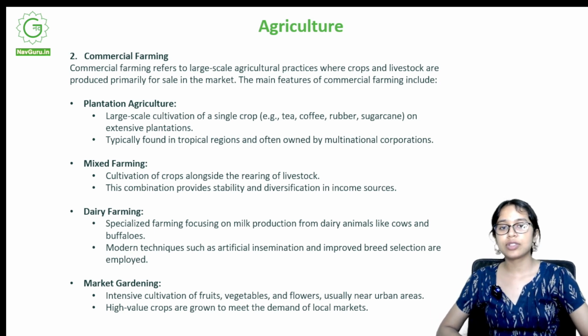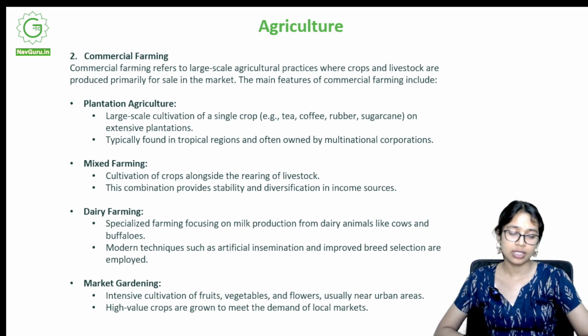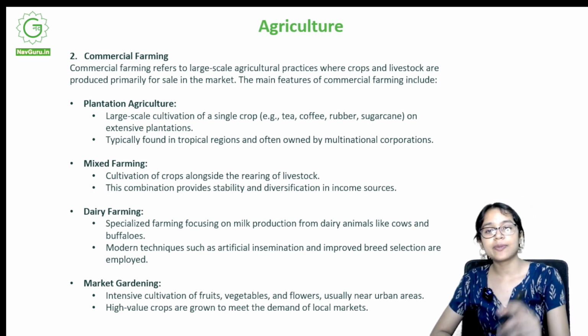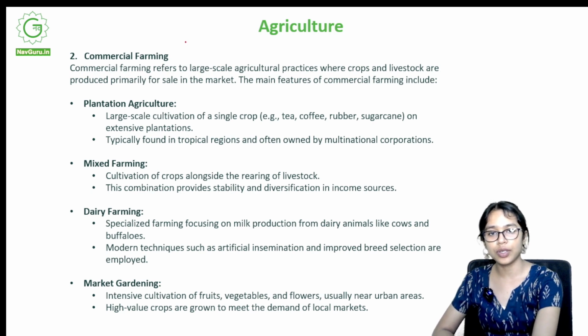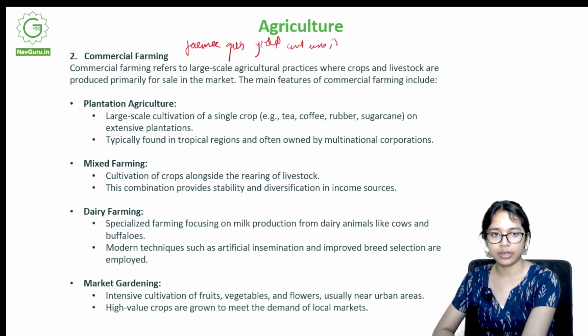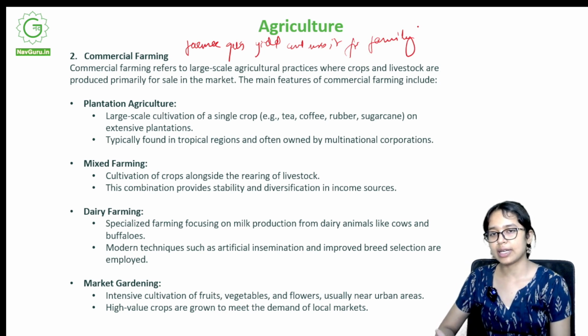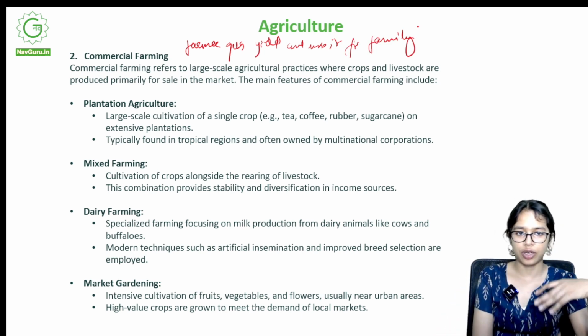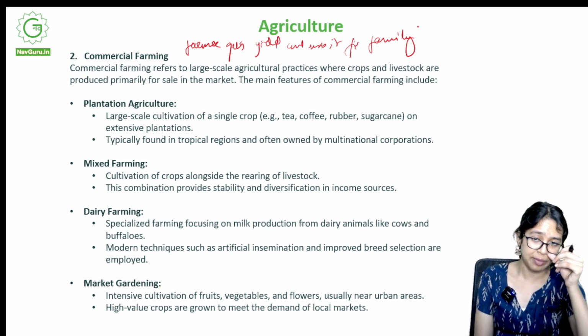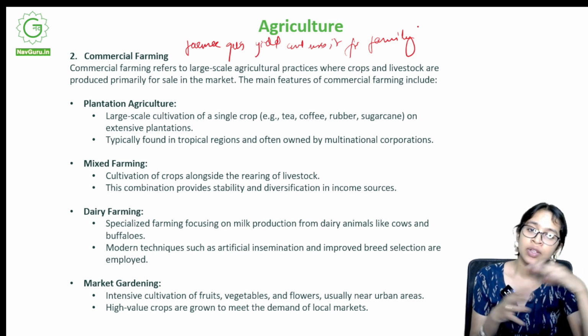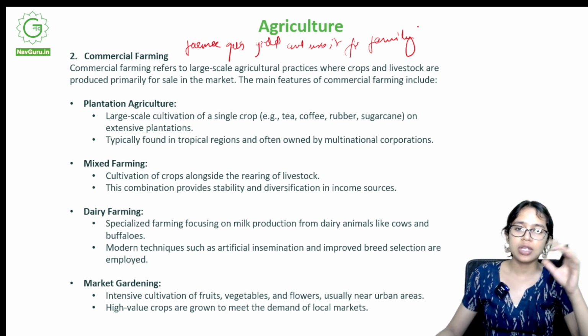So commercial farming refers to large scale agricultural practices where crops and livestock are produced primarily for sale in the market. While in subsistence farming, what is preferred is that the farmer gets yield and uses it for the family. The main purpose there is to use the yield that they've gotten, or the animals that they rear, to fulfill the needs of their own family. But in commercial farming, the scale increases at first, and the crops and livestock are produced.